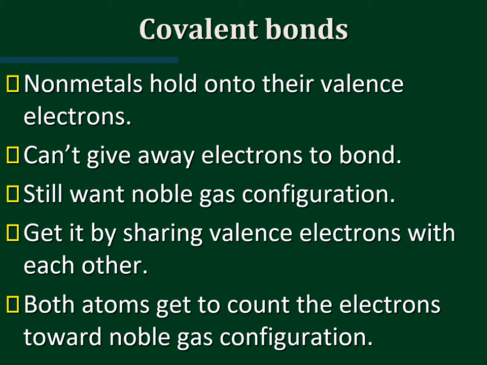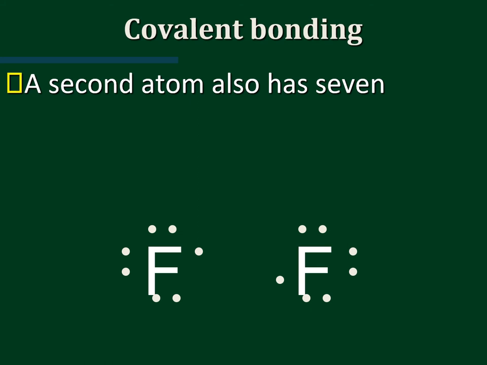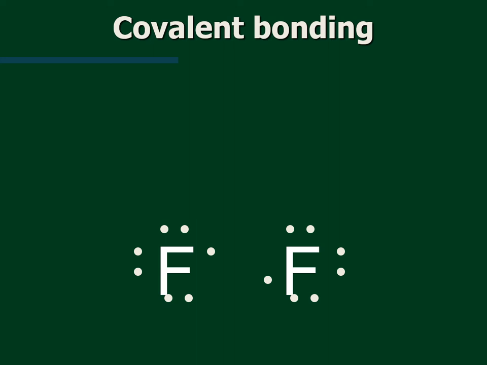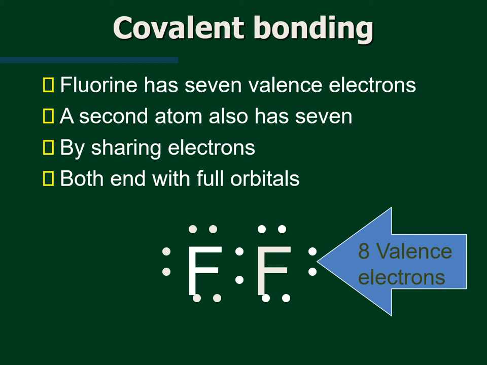So here is an example. Fluorine has 7 valence electrons, and a second atom also has 7. By sharing electrons, what happens here? Both end with full orbitals. So they both have 8 valence electrons.